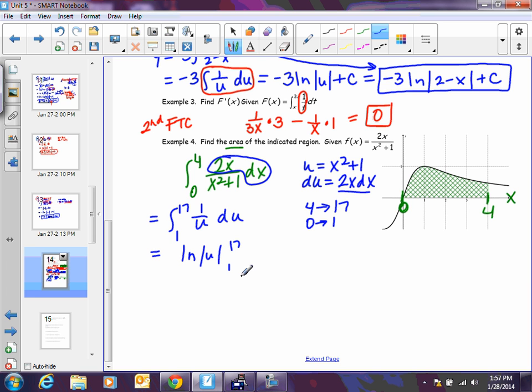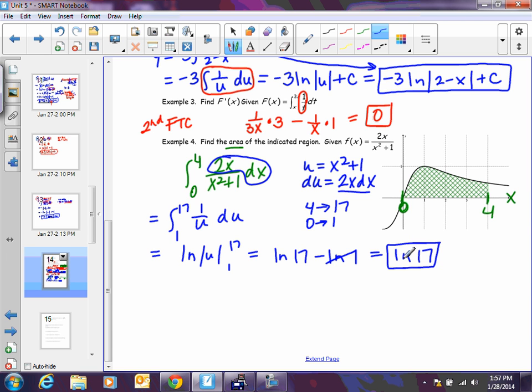Then all I gotta do is plug in my bounds. Natural log of 17 minus natural log of 1. I dropped the absolute value bars because these numbers are positive, so I can do that. Can I drop anything else? Yeah, natural log of 1 is 0. So really my final answer is natural log of 17.